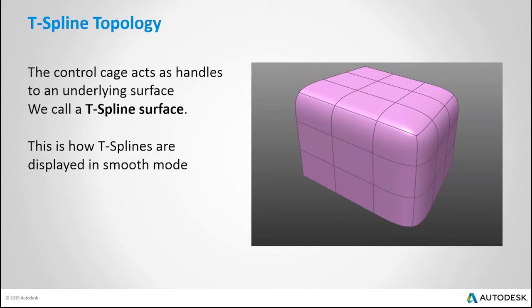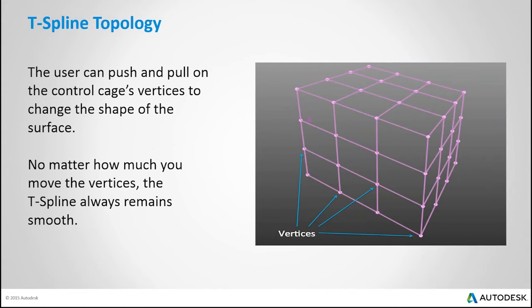So the control cage basically acts as a handle underlying the surface we call the T-spline surface, and this is how it makes it smooth. You can push and pull control cage vertices to change the shape of the surface. No matter how much you move the vertices, T-splines will always stay smooth. The vertices, as you can see on this diagram here, are the circular dots, with the lines going between them.